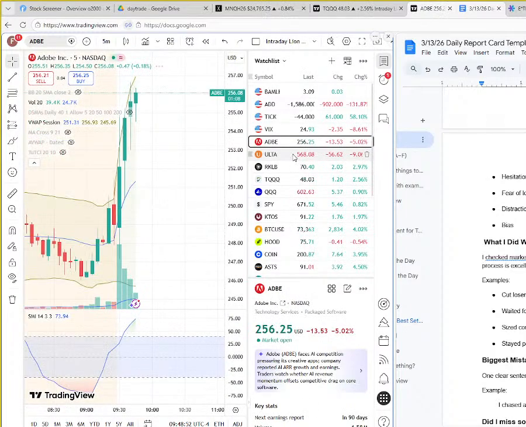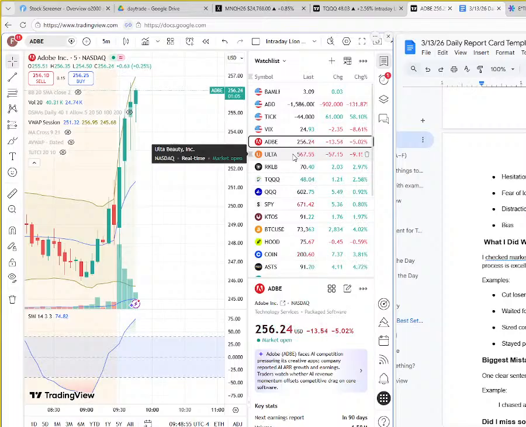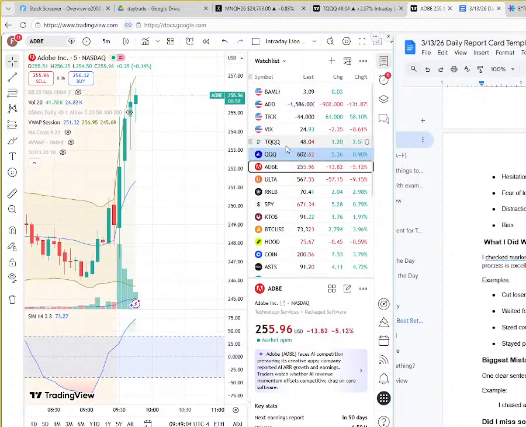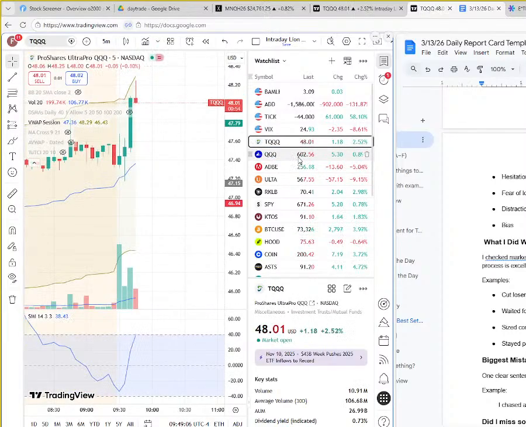Man, Rocket Lab, we're gonna be in that. Okay, it's getting less and less interesting, so we're gonna just move the TQQQ up so that we can take advantage if we have any moves.